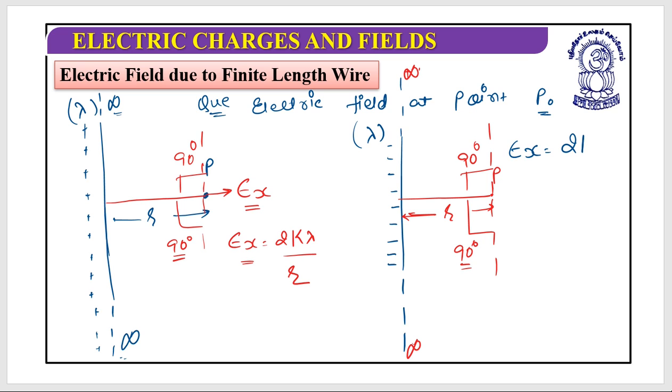What is its magnitude? It's 2k lambda by r. That is absolutely correct. Now, tell me one more thing. What should be the direction of the Ex component? Let's do this very carefully, as this is a negatively charged rod. When it has a negative charge, the direction of electric field will be towards the wire. So this would be the direction of electric field. This is the X.